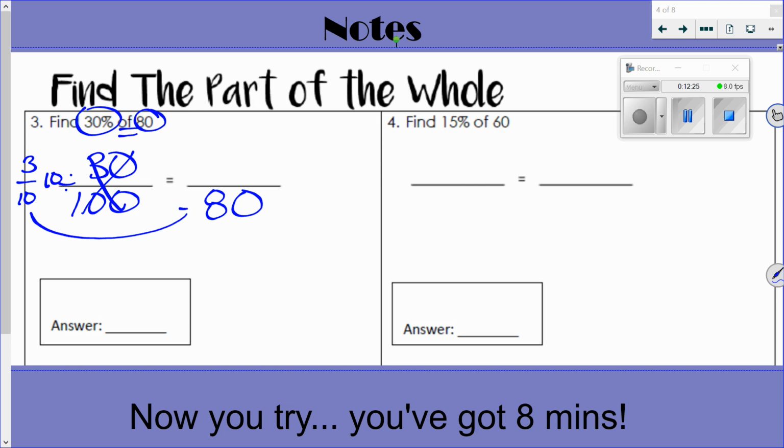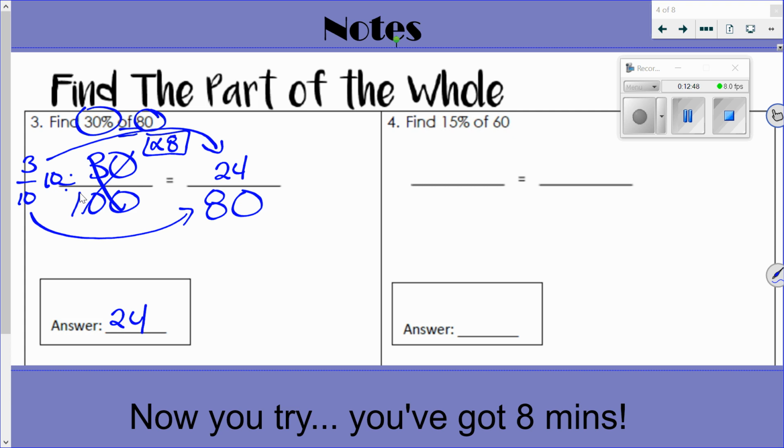What would I do to 10 to get to 80 evenly? Times 8, so 3 times 8, so 24 is my answer. Do I need to write a sentence? No, this was not a word problem, so I don't need a sentence. I just put 24 in the box. Any questions?